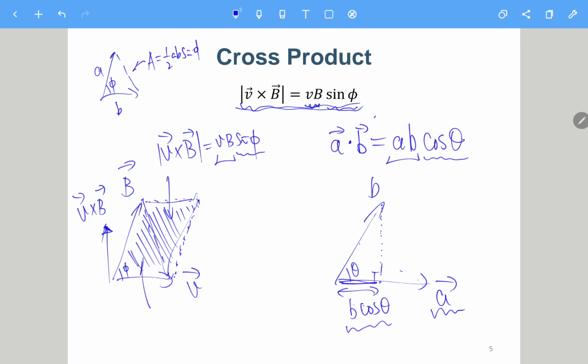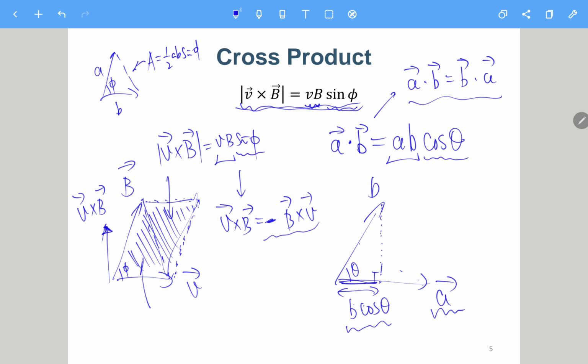For the dot product, A dot B equals B dot A. These two are the same. But V cross B and B cross V will have a negative sign. So don't try to swap the order of the cross product freely. You need to care about the minus sign here.